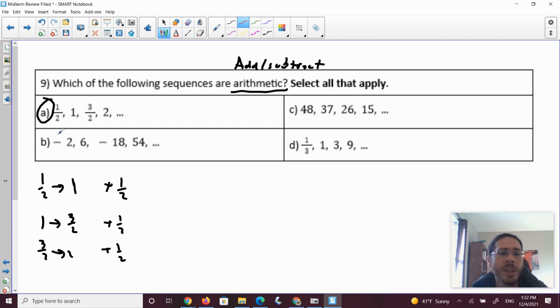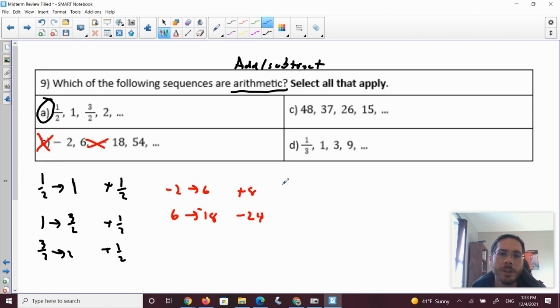All right, for choice B, if I want to go from -2 to 6, I need to add 8. If I want to go from 6 to -18, I need to subtract 24. So right away, I can see that those two are different. So I know I can get rid of choice B. I don't want to pick that one.